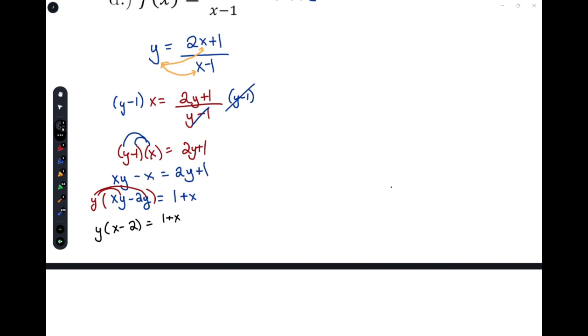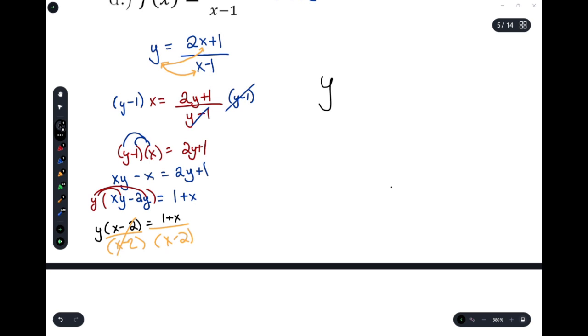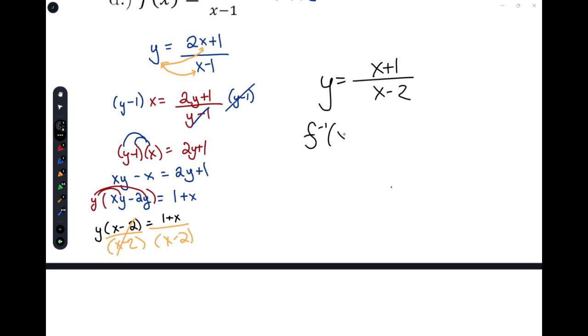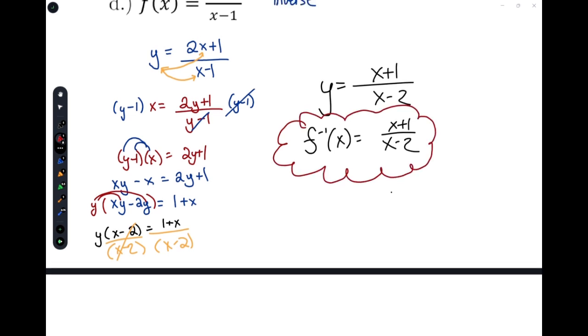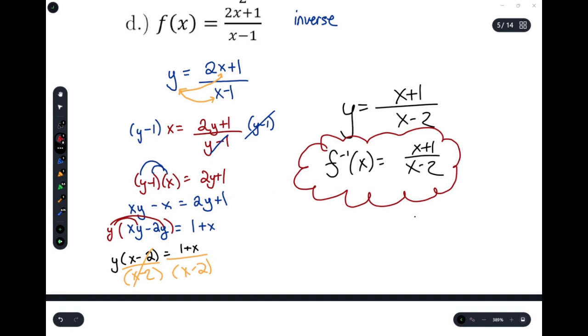So then you divide by x. Then we can divide that parenthesis term to cancel it. And we are left with y equals x plus 1, which is not actually y, it's actually f inverse. Okay, I'll zoom out.